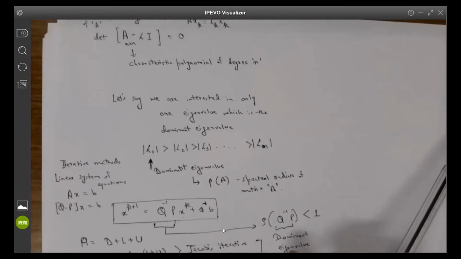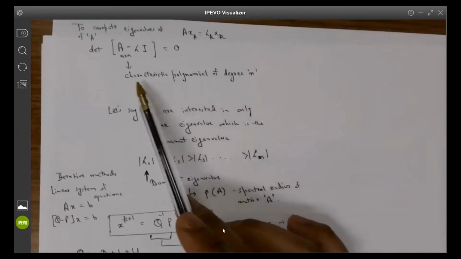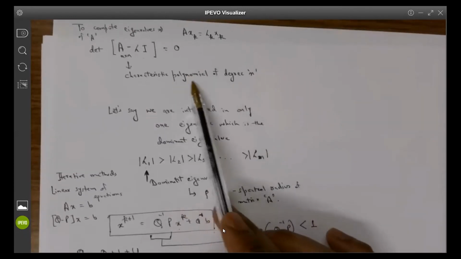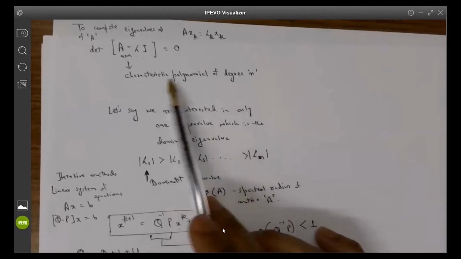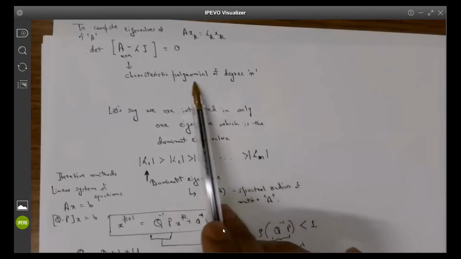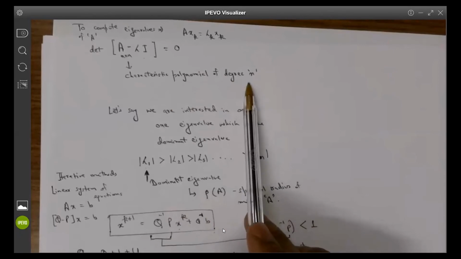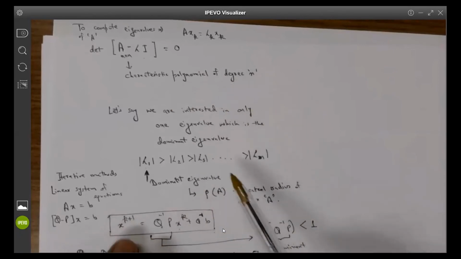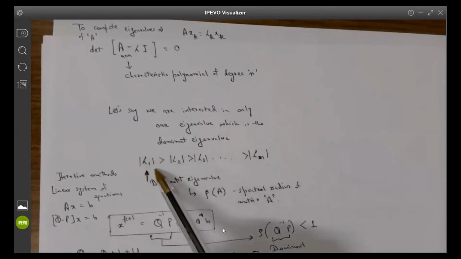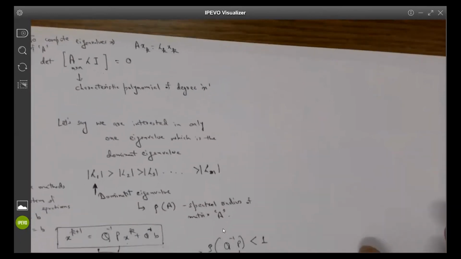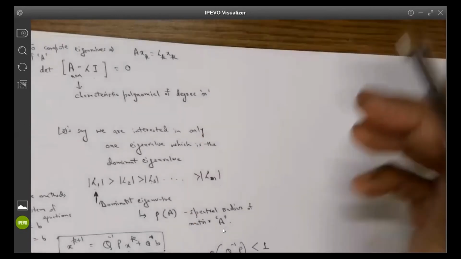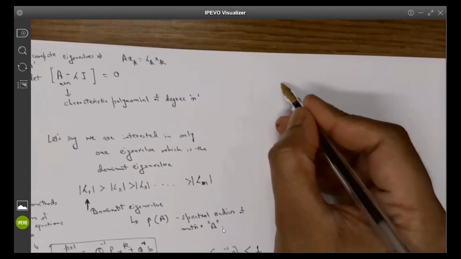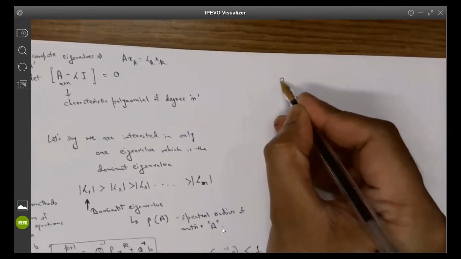Okay, so then I was saying that using the characteristic polynomial, the only method we know to find the eigenvalues is to solve for the roots of this characteristic polynomial of degree n. There is no other method we know. So what we are going to discuss next is how we can find the dominant eigenvalue. To do that, I'm writing a few steps of the algorithm we call the power method.